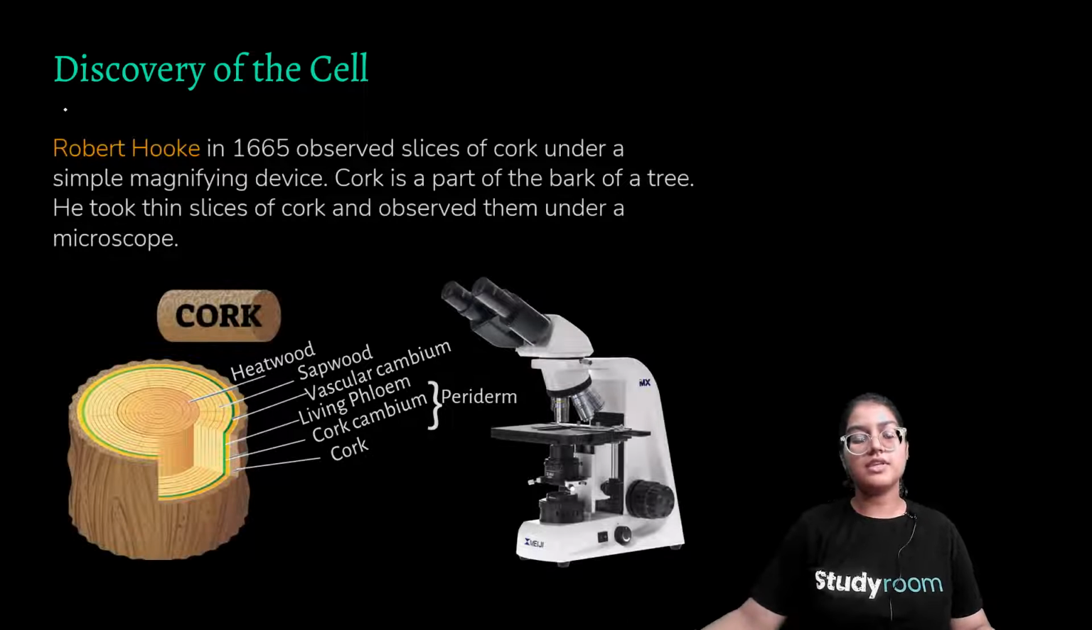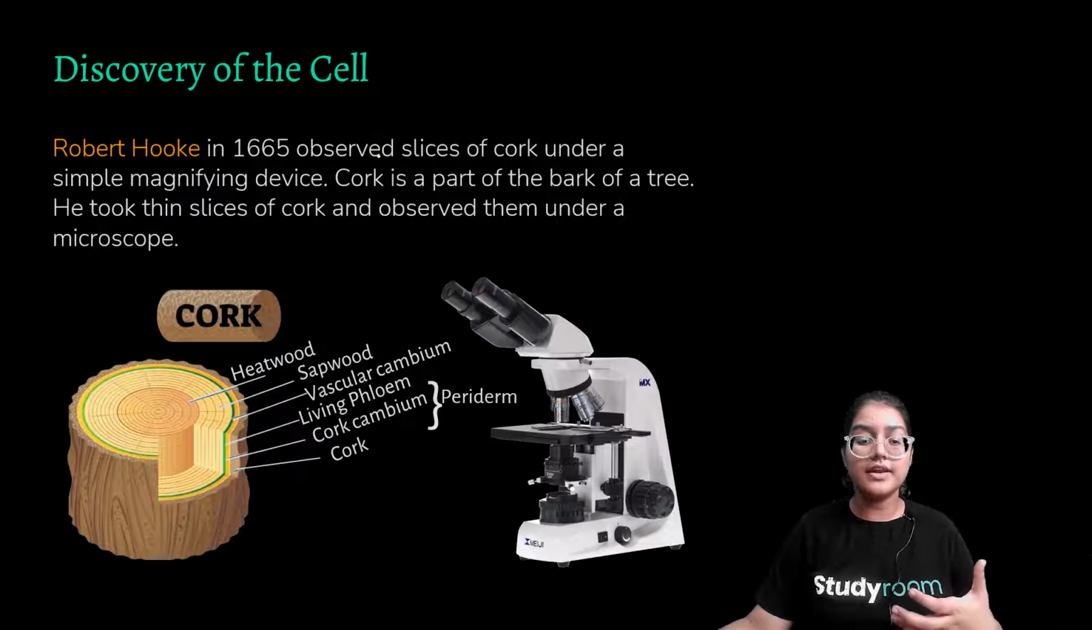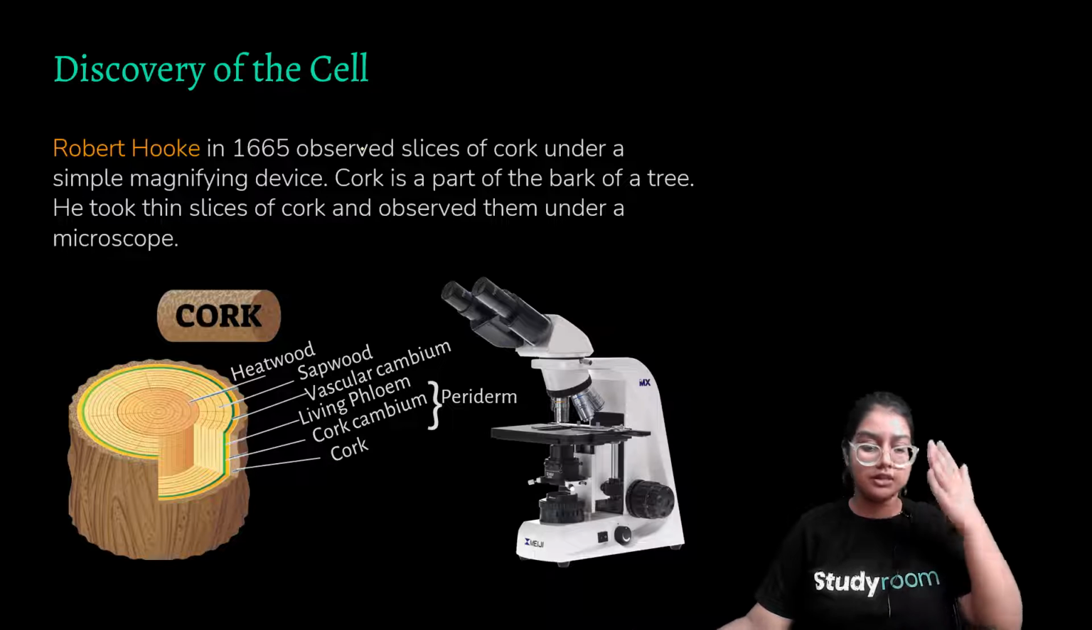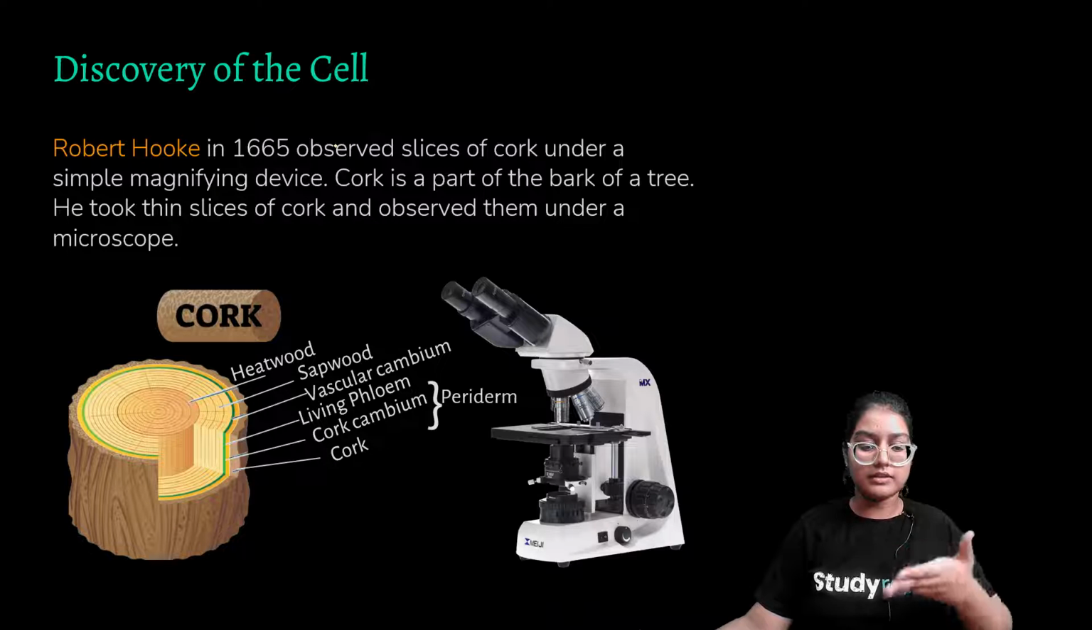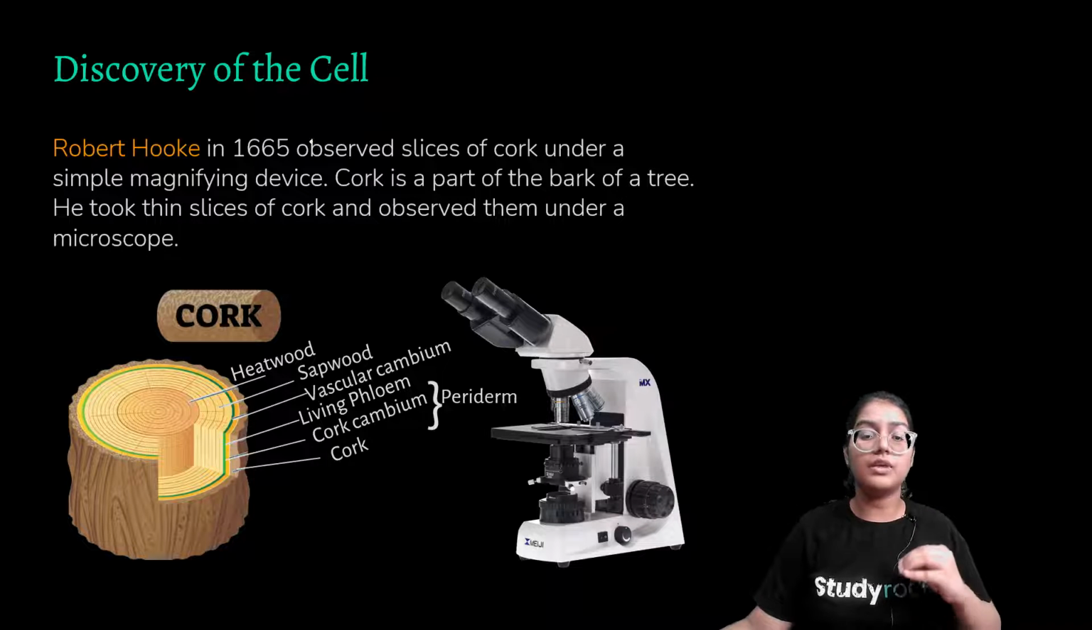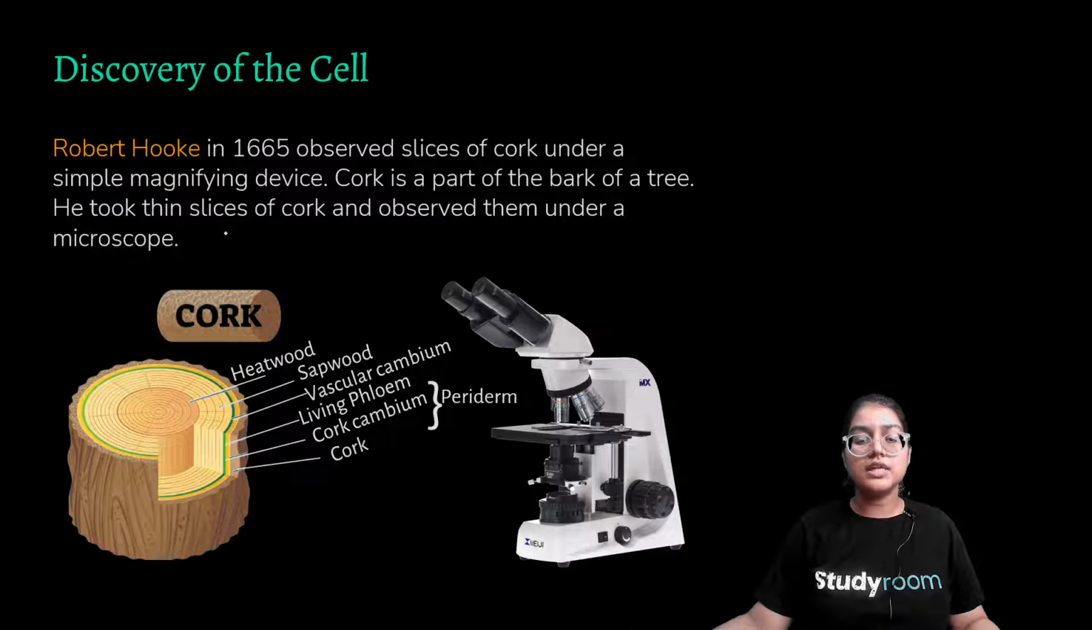So the discovery of the cell: who discovered this particular structure which makes every living organism? It was Robert Hooke in 1665. He was observing cork. Cork is the dead tissue. You can say, the branch of the tree, and when you cut it, you can obtain the cork out of it. So cork is dead. I'm telling you here only, cork is the dead part of the bark of the tree. So he took thin slices of the cork. Cork is made from bark, and he observed them under the microscope.